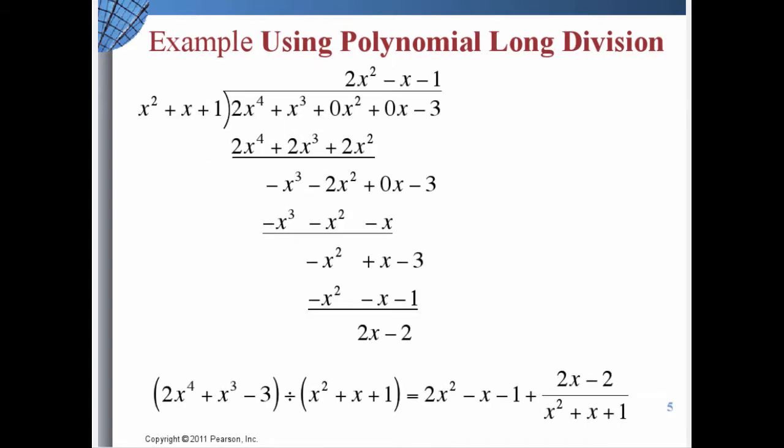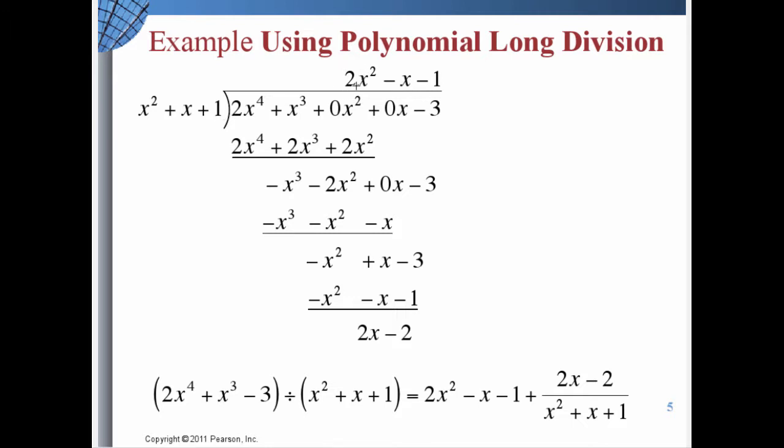So here's how this problem would look in a long division format. We have our dividend, 2x to the fourth plus x cubed plus 0x squared plus 0x minus 3. We have our divisor, x squared plus x plus 1. And the process is x squared goes into 2x to the fourth 2x squared times. So we put 2x squared on top of our fraction bar, and we use 3 terms. We put it above the third term because there are 3 terms in our divisor.